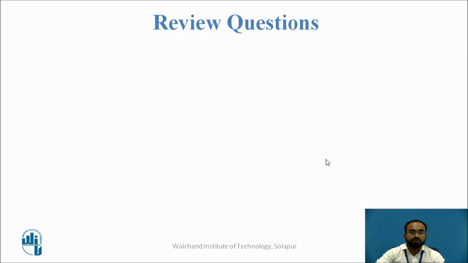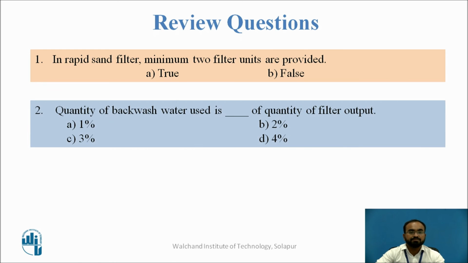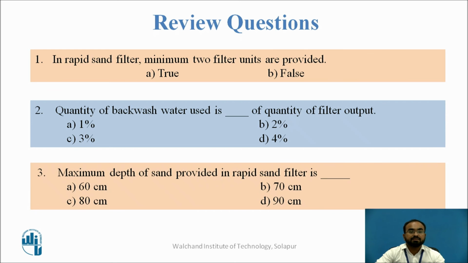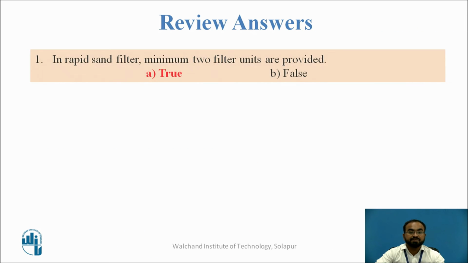So let us have a few review questions. First, in rapid sand filter, minimum 2 filter units are provided, whether it is true or false. Then quantity of backwash water used is dash of quantity of filter output. Then the third one is maximum depth of sand provided in rapid sand filter is, that is 60 or 70, 80 or 90 centimeters. So what are the answers of the same?